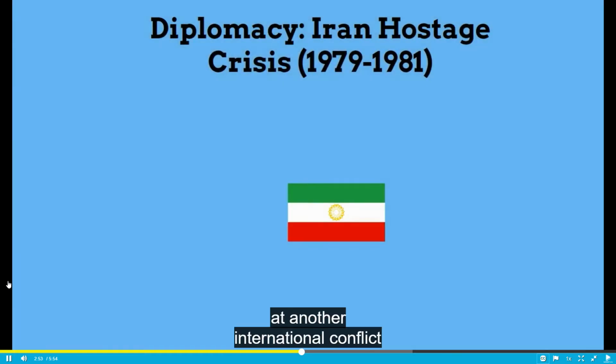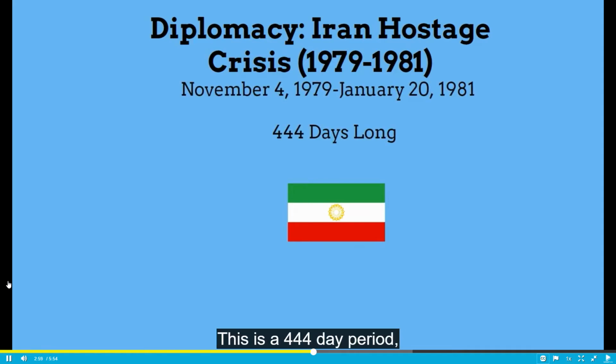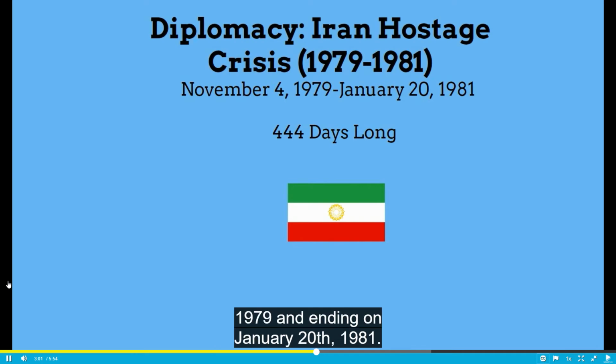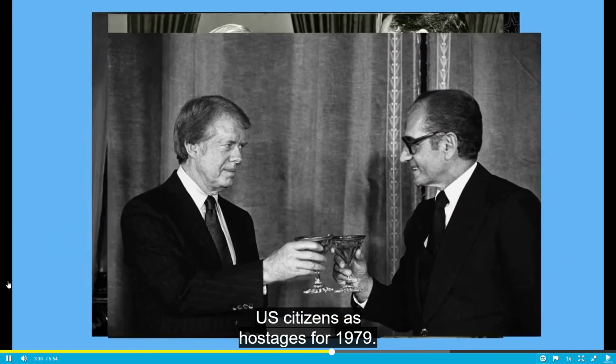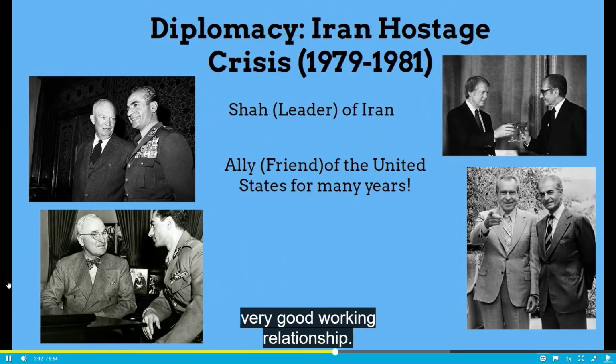Let's take a look at another international conflict where diplomacy played a role: the Iran hostage crisis. This is a 444-day period, beginning on November 4th, 1979, and ending on January 20th, 1981, where the new government of Iran held a large number of diplomats and U.S. citizens as hostages. Before 1979, the United States and Iran had a very good working relationship.